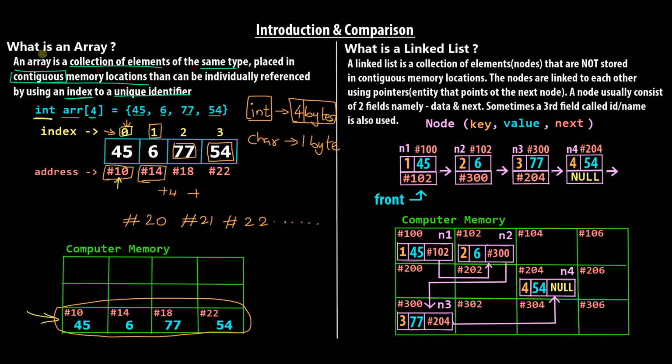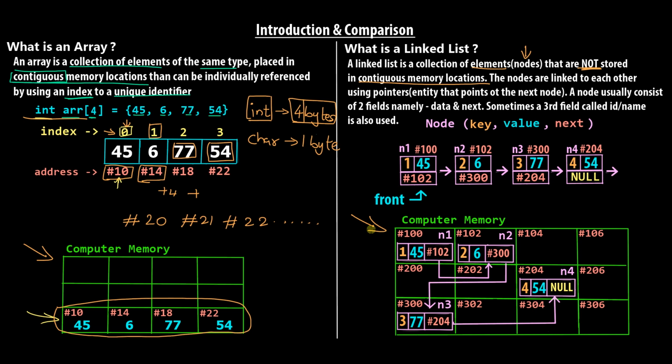Okay, so this is what an array is in general, and this is how it looks in code format as well as in the memory. Now moving on to a linked list. A linked list is a collection of elements, again just like an array, and these elements in a linked list are also called nodes that are not stored in contiguous memory locations. So this is one major difference, because in a linked list these nodes are scattered all across the computer memory.